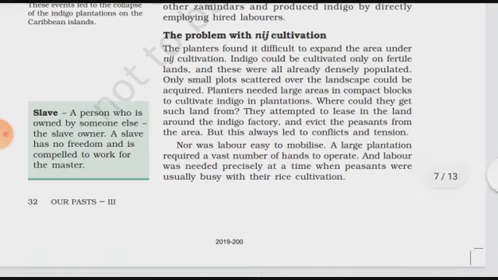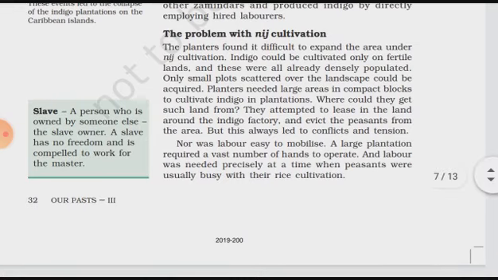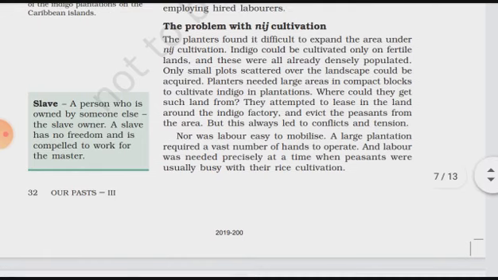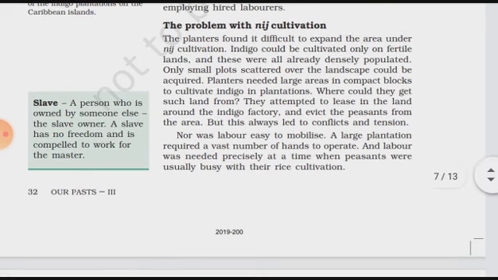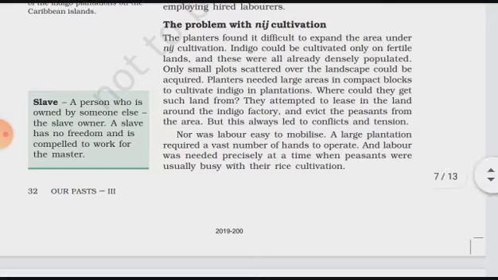The planters found it difficult to expand the area under nij cultivation. Whoever the planters were, they wanted to expand the area under nij cultivation, that is, they wanted to grow more and more indigo plants. Indigo could be cultivated only on fertile lands, and these were already densely populated.